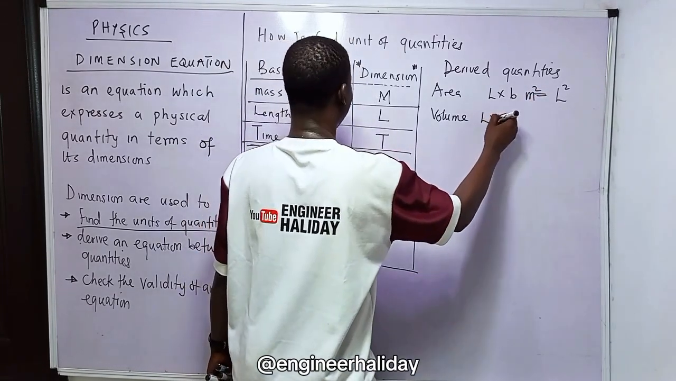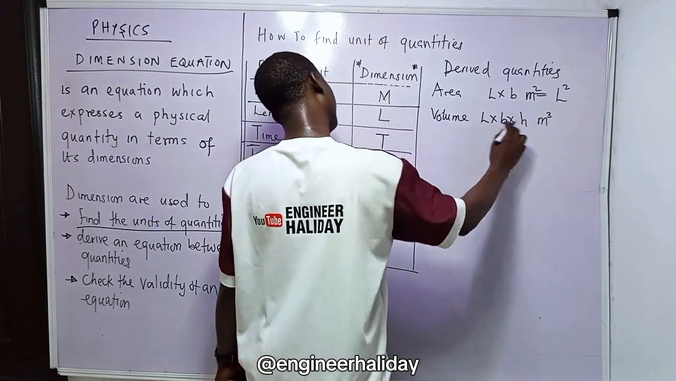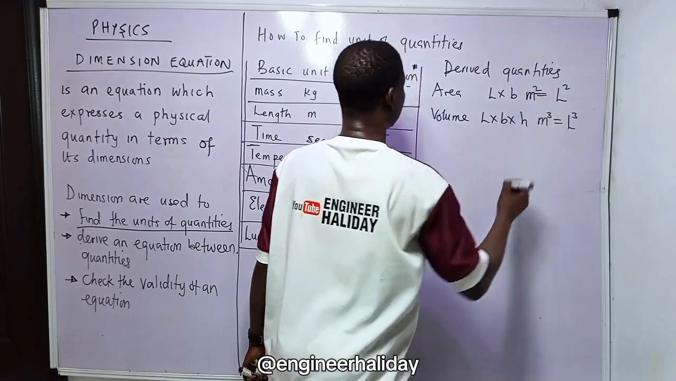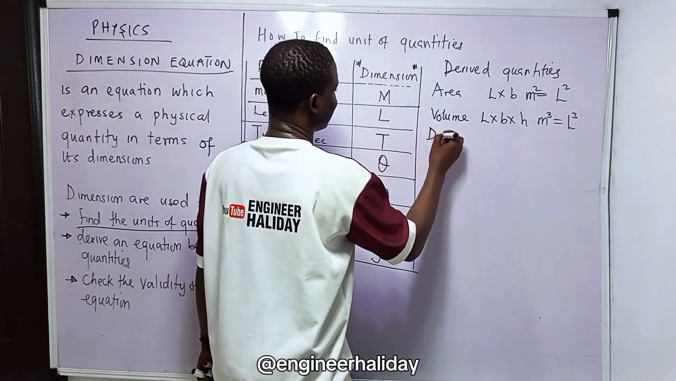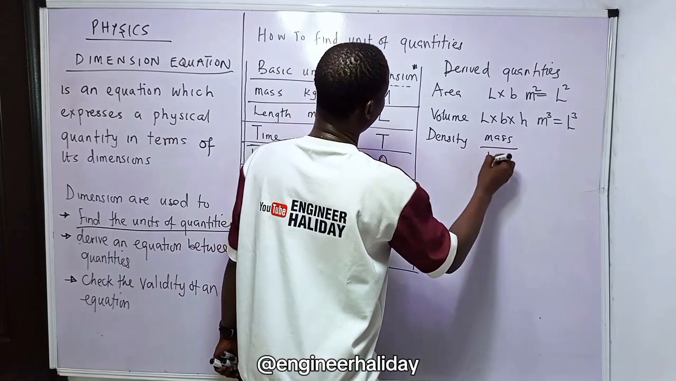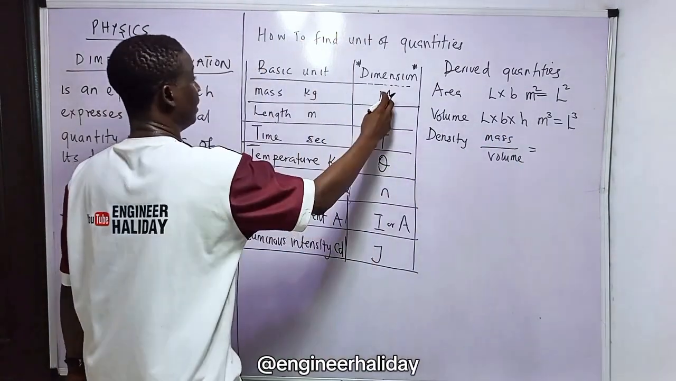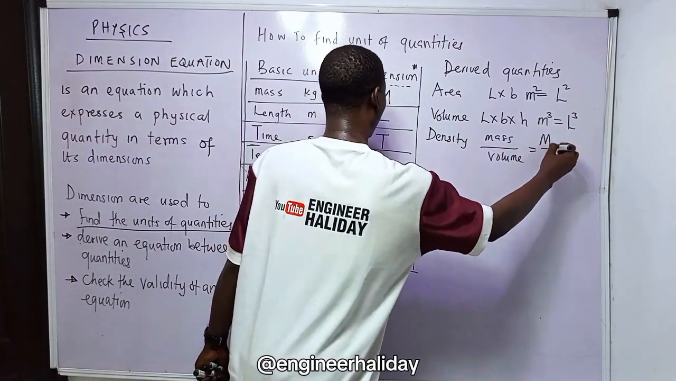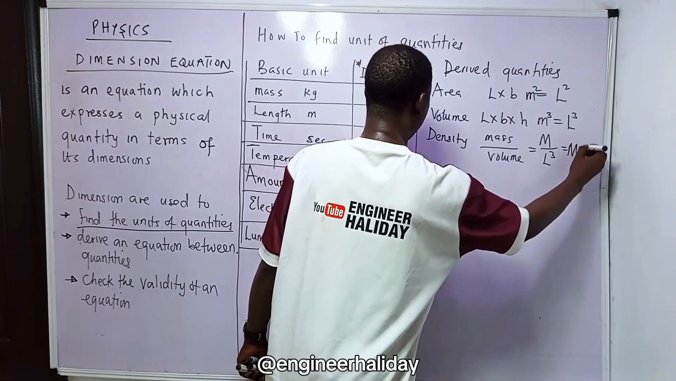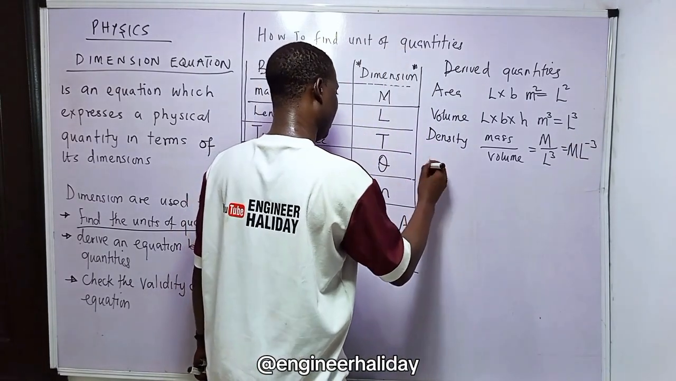Let me go with volume. The formula is length times breadth times height, the unit is meter cubed, so the dimension is L cubed. What about density? Density is mass over volume. Mass is capital letter M, while volume is L cubed. So we can write it as M L minus 3.